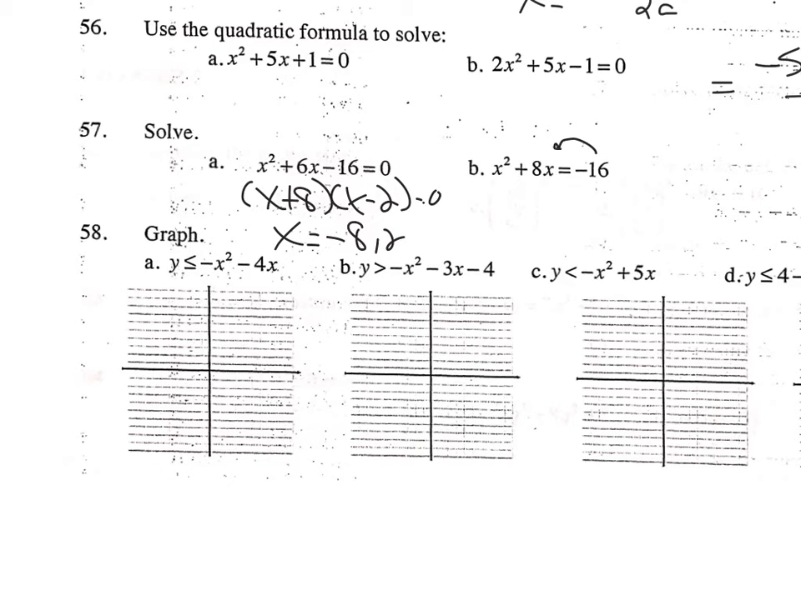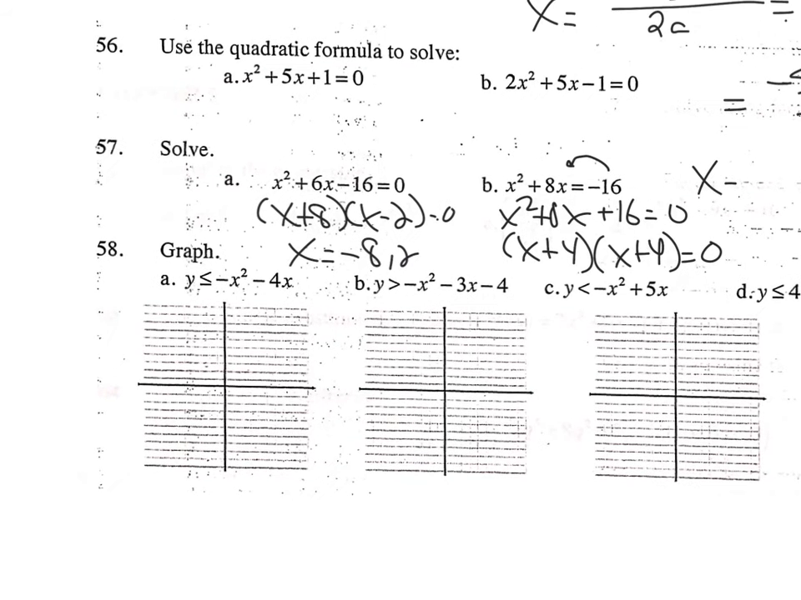This one, I'm going to move the 16 over. X squared plus 8x plus 16, because I think it'll factor also, just looking at it. I'm looking at it like what factors of 16 give me 8? It'd be x plus 4 and x plus 4. So I get x is negative 4.